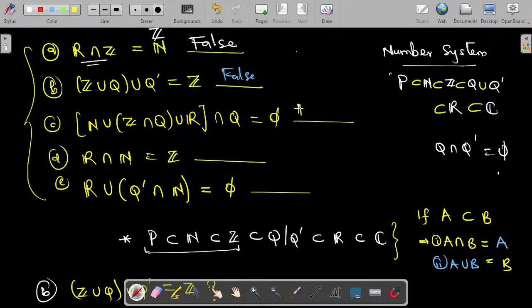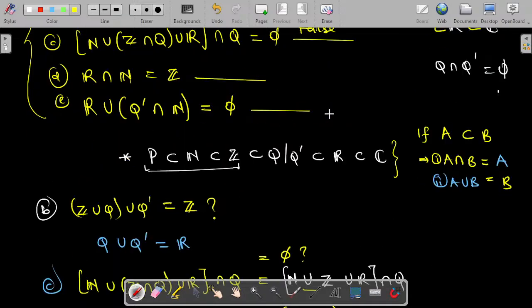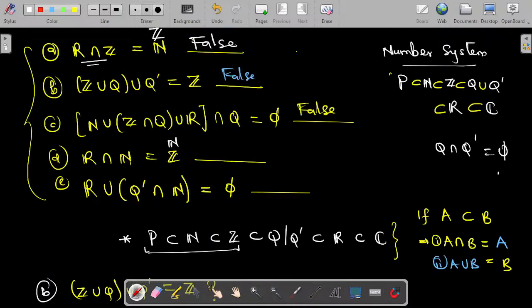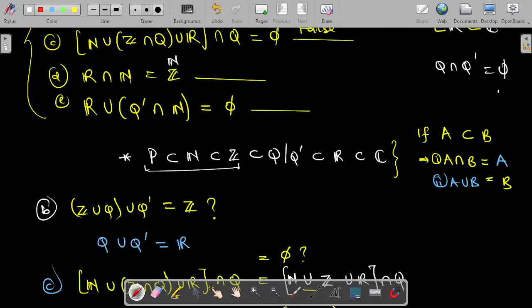So we come here and we have false. We can see that A, B and C are all false. So we can actually do this one here. Now, R intersection N is equal to Z. This is another false. There is no relationship between this and Z. The intersection of these two should actually give us N because N is smaller than R. I think there's a repetition there in A and D. So that means this is also false.